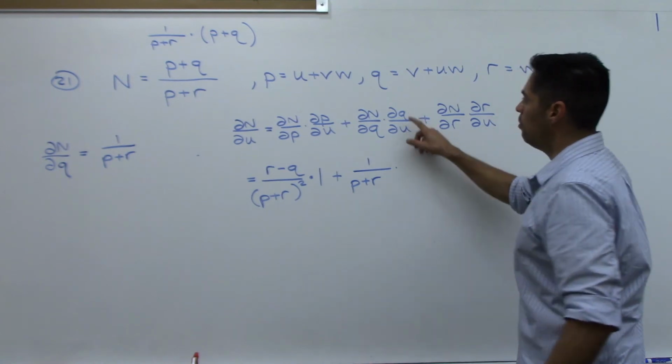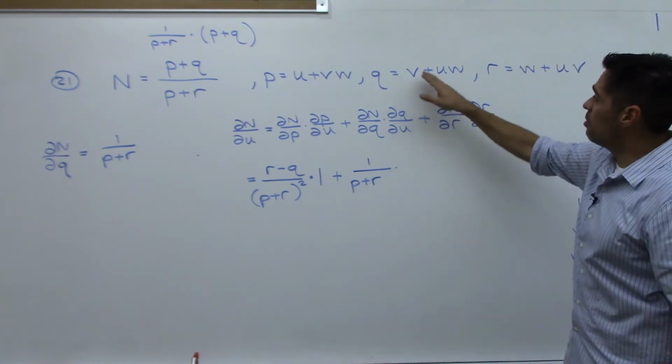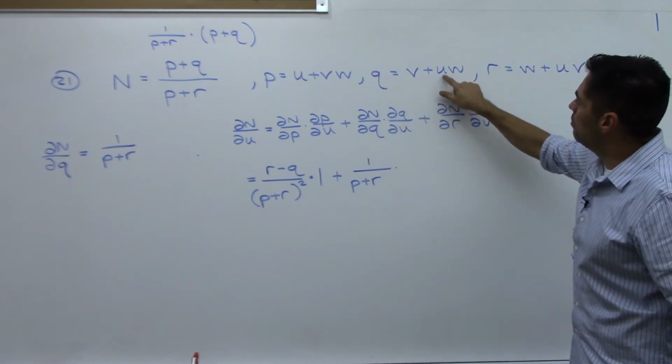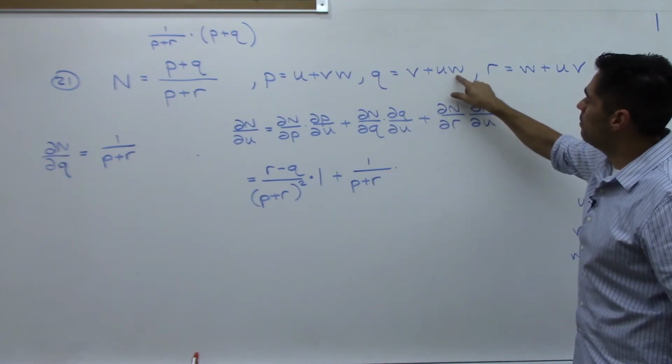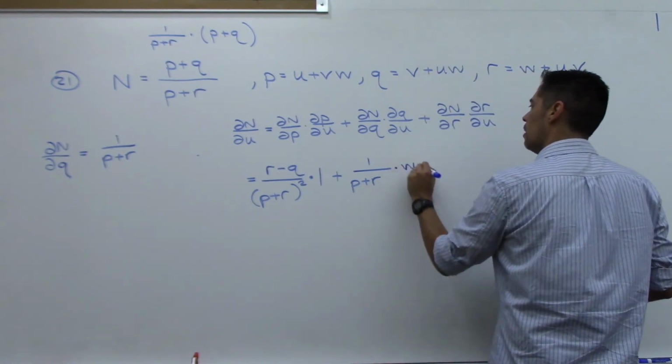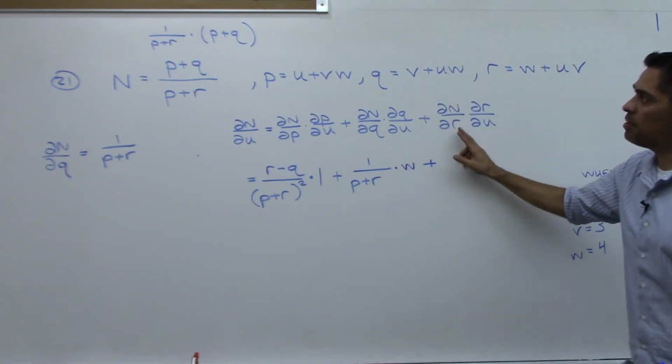Times, now partial of Q with respect to U. So partial of Q with respect to U, derivative of V is 0 because it's a constant. Here U is our variable, W is a constant. Derivative of U is 1 times W, so just W. Plus partial of N with respect to R.